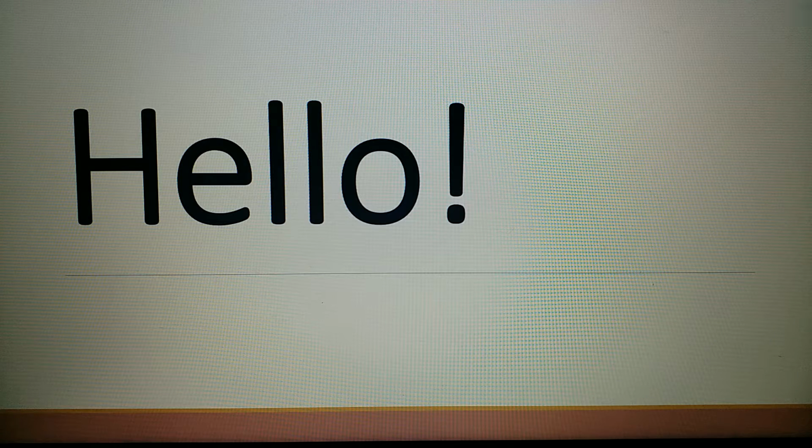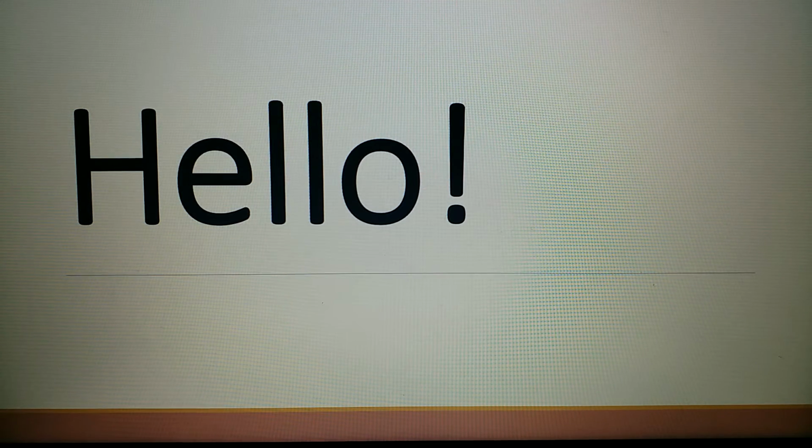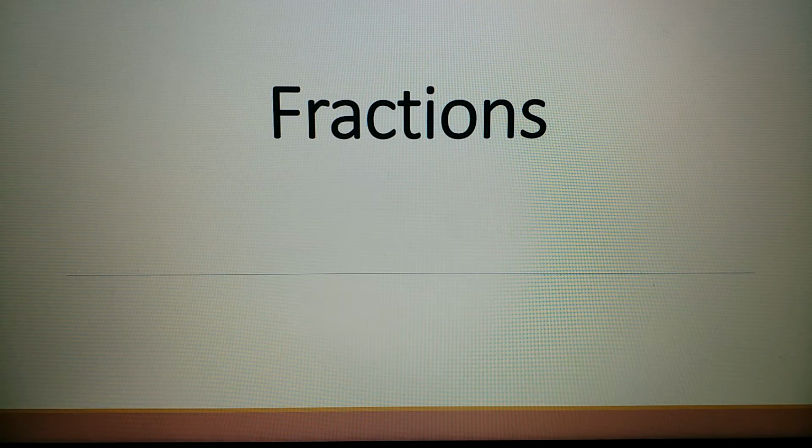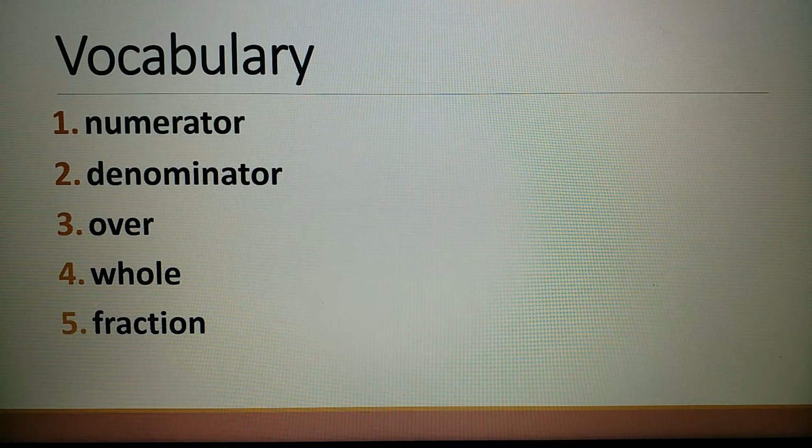Good afternoon, everybody. So this afternoon, we're going to learn how to convert mixed number to improper fraction. But before we start our lesson, let's have a review first. Last time, we've been discussing fractions, and we have the five vocabulary words over here: numerator, denominator, over, whole, and fraction.